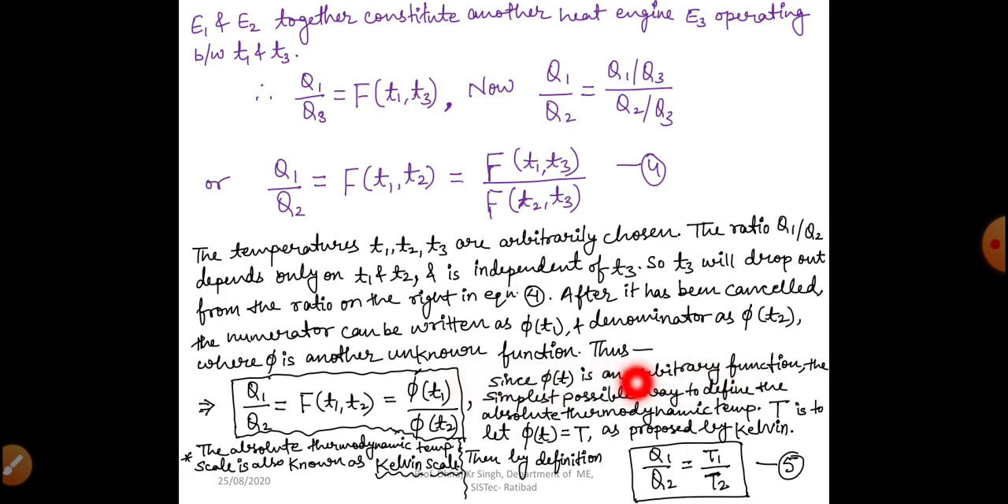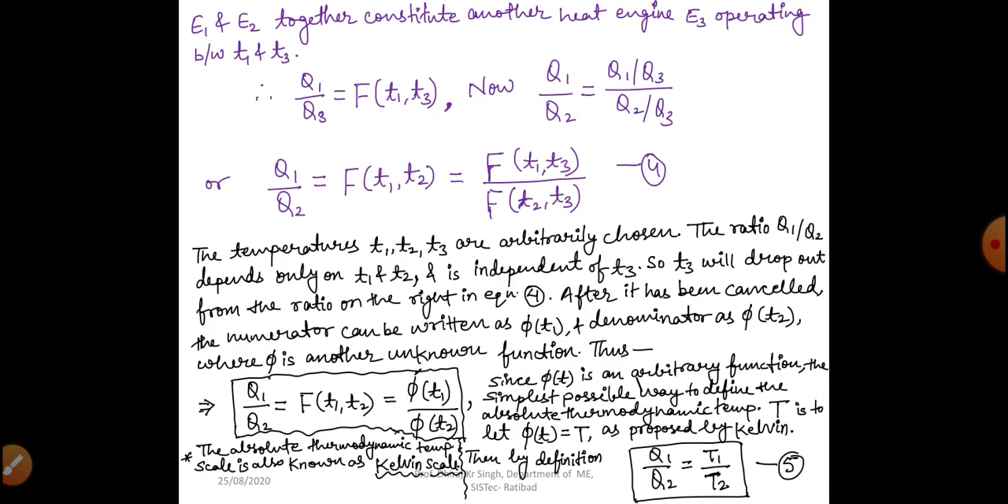So finally, since phi of T is an arbitrary function, the simplest possible way to define the absolute thermodynamic temperature T is to let phi of T equal T, as proposed by Kelvin. So by definition we can write Q1 by Q2 equal to T1 by T2 if we have assumed phi of T1 as temperature T1 and phi of T2 as temperature T2. So by the definition we can write here that Q1 by Q2 is equal to T1 by T2, and this will be our equation number 5. So this was the expression which we wanted to find finally.